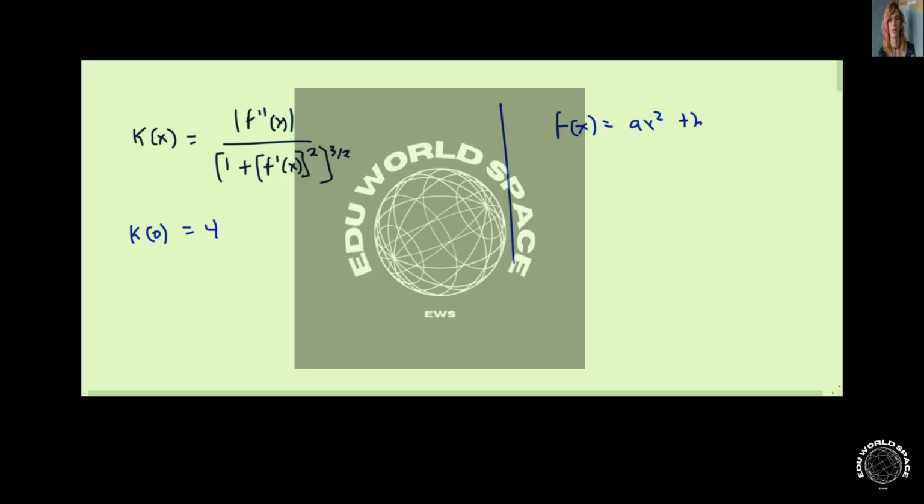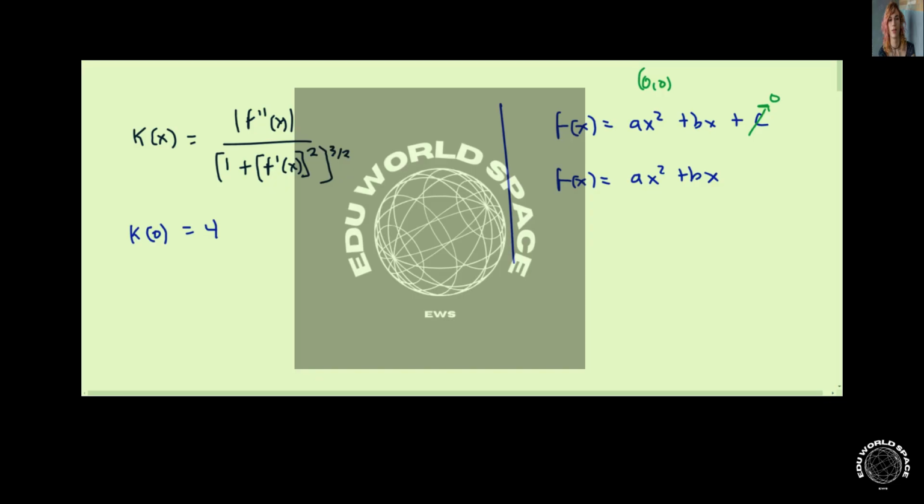So ax squared plus bx plus c. Now, if we want it to contain the origin, that means we need the point 0, 0 on here. And so that already tells us that c has to be 0. So no matter what we do, our quadratic now has to be in this form here. Okay.